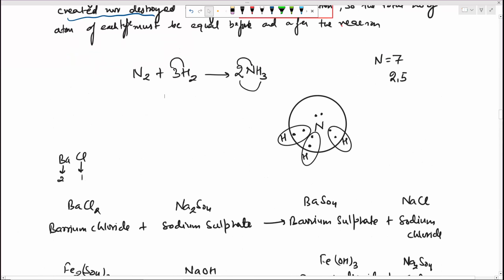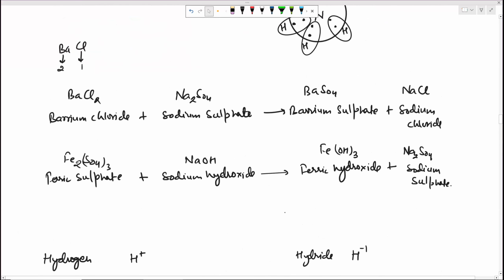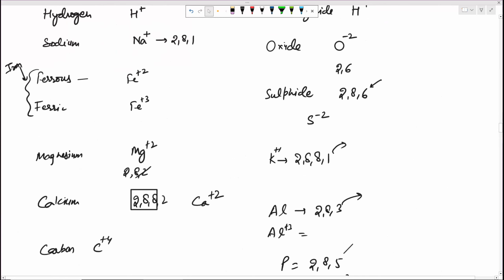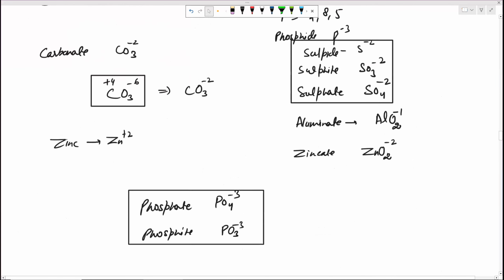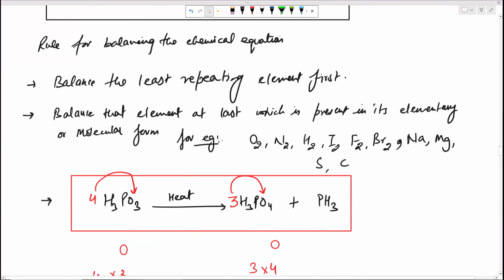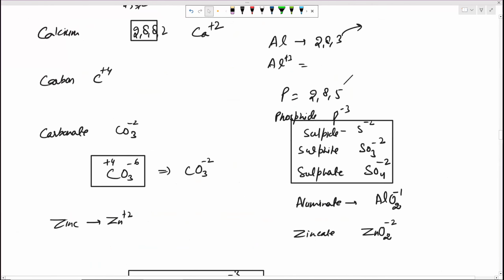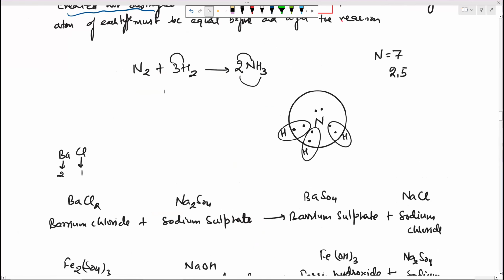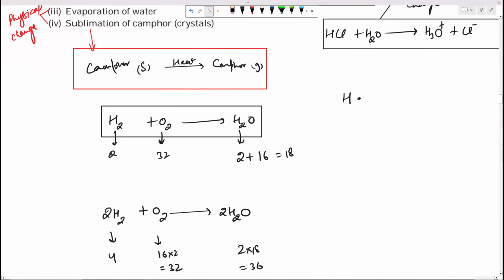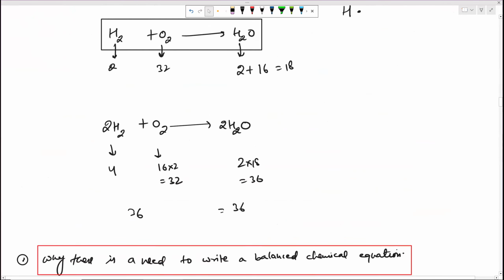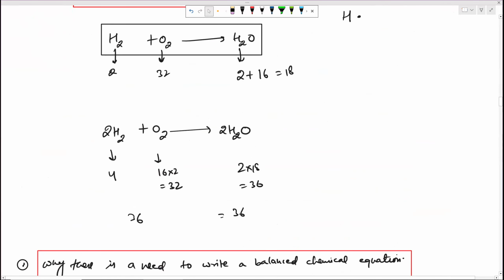Now, in the next class, we're going to learn how to write the chemical formula of a compound. For this, you have to memorize a table, and that table is from your ninth class book. Let me paste it here, and then you have to learn the valency chart. Okay, so just a minute.